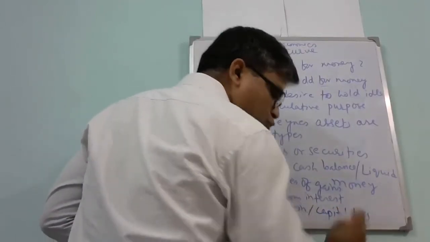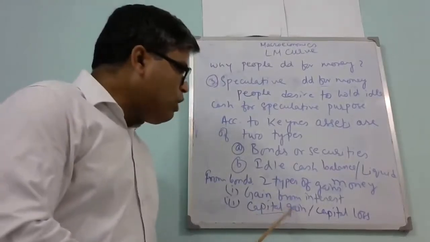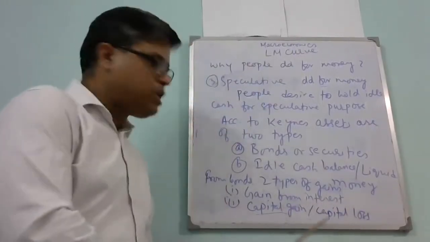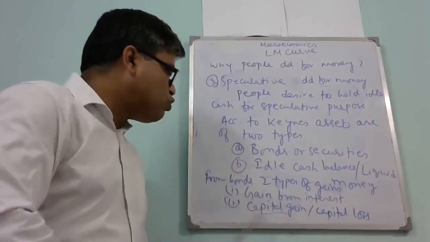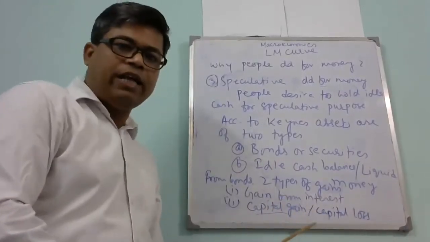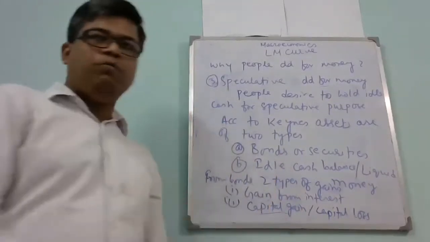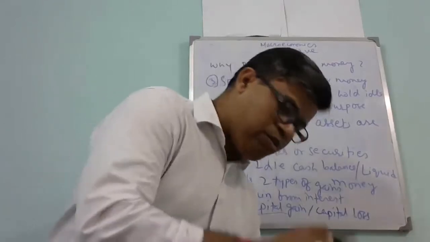Capital loss. So these possibilities are there. Now, what will happen? Suppose there is no capital loss. Then what will happen? Capital gain and interest gain. So two gains. An asset holder is getting two gains for holding their asset in the form of bonds. So that is one case.